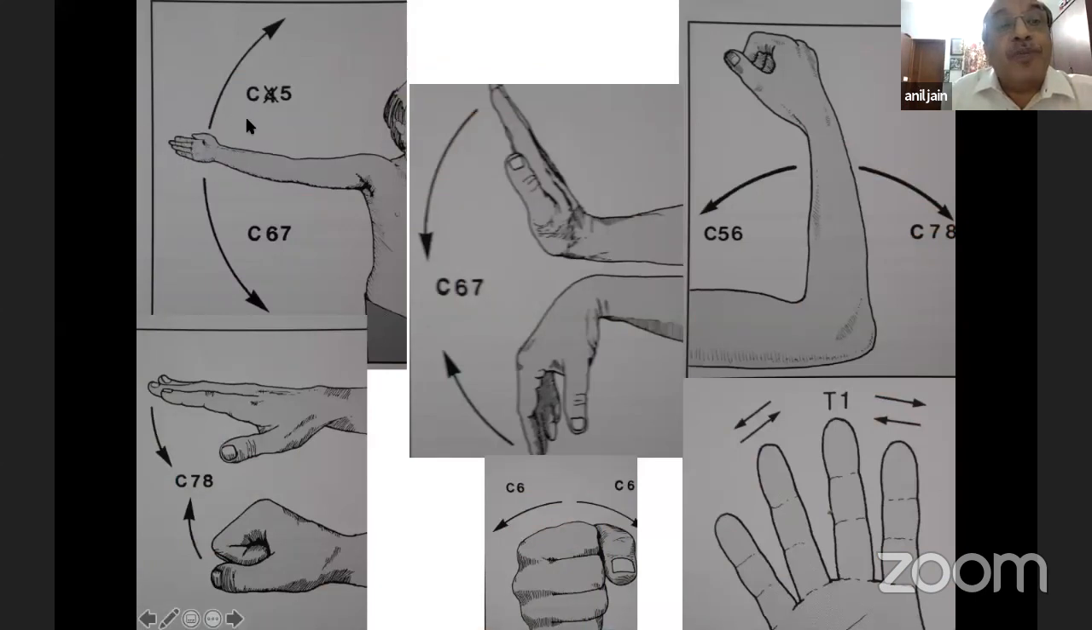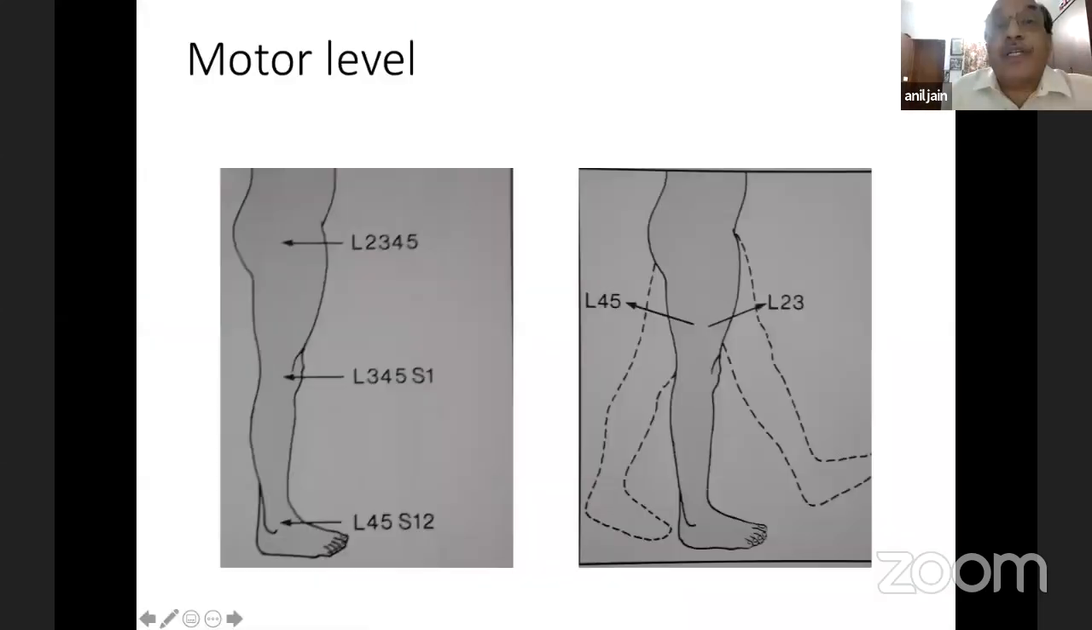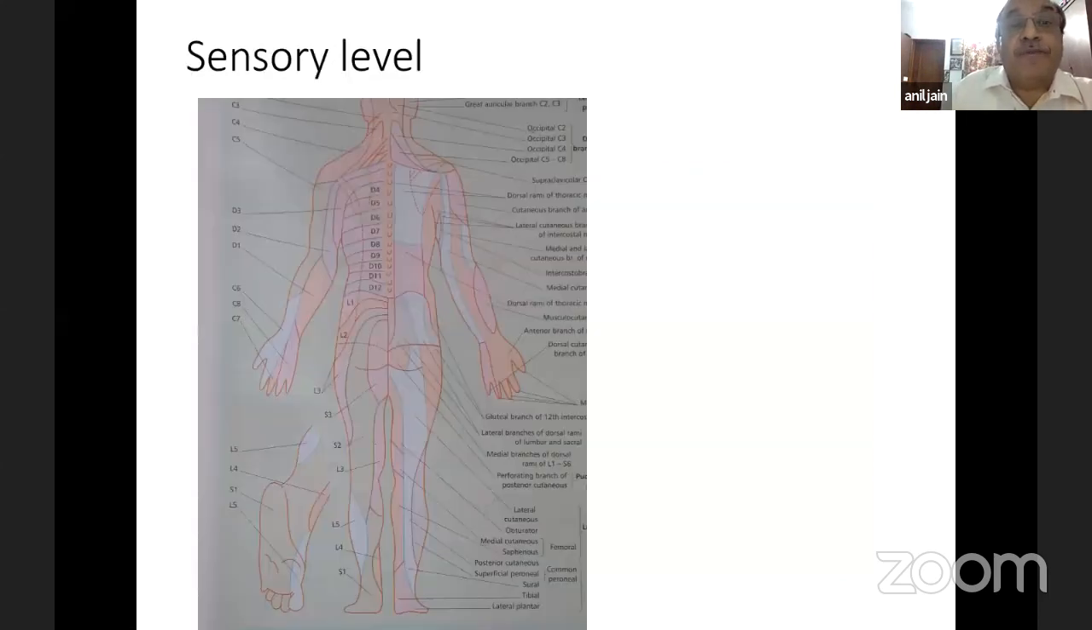If abduction is not possible, C5 is possibly affected, C6, 7. For elbow flexor, C5, 6. These pictures are good enough to explain that if one is not able to do this function, and C6 is generally paralyzed, one is not able to do the abduction, adduction of the fingers, then probably T1 is affected. So that's how one makes the assessment of the motor segment. Similarly for the lower limb, if hip flexor is paralyzed, L2, 3, 4 are affected, extension 4, 5. So that's how one makes an impression of what is the highest motor affection.